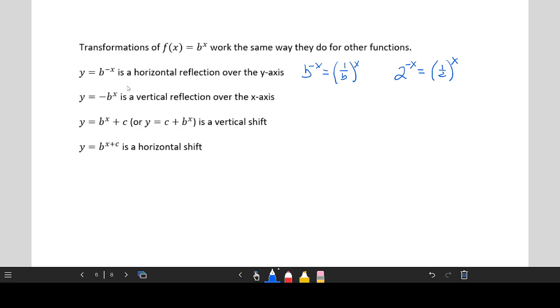So multiplying by -1 still does a reflection, and then adding or subtracting is still going to do a shift. A lot of books will put the addition out front for a vertical shift, but these are equivalent. And then anything that's changing where x is going to be a horizontal change. That's the same as it's been for other functions. If the change happens where x is, it's horizontal. If it doesn't, then it's vertical.